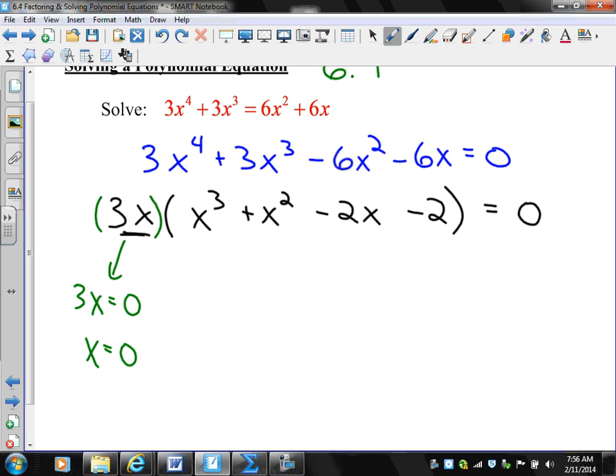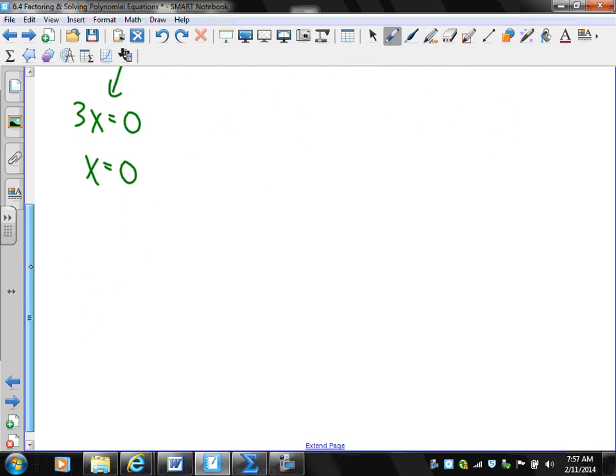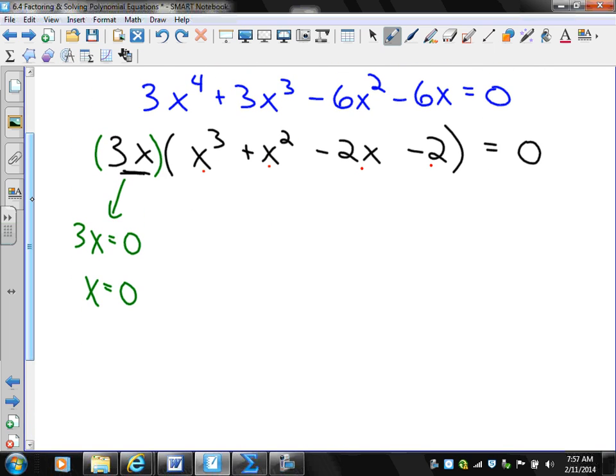Okay, so now for the rest of this. Well, count the terms. We have 4 terms. So what kind of factoring is that going to be? If you said grouping, you're absolutely right. Let's go ahead and group this, and we'll factor this and then solve it from there. So remember how grouping goes. We look at the first 2 terms, and we pull out a common factor. Well, we can pull out an x squared from those first 2 terms.